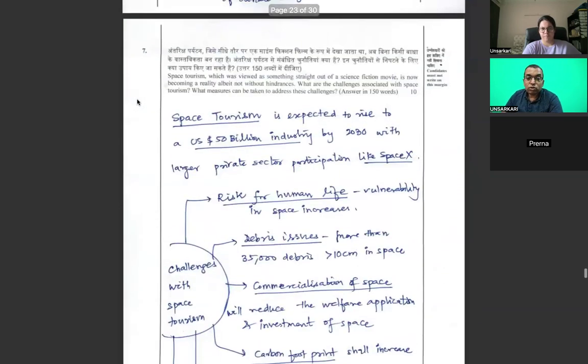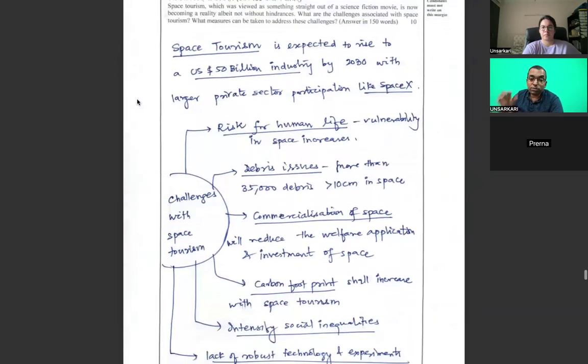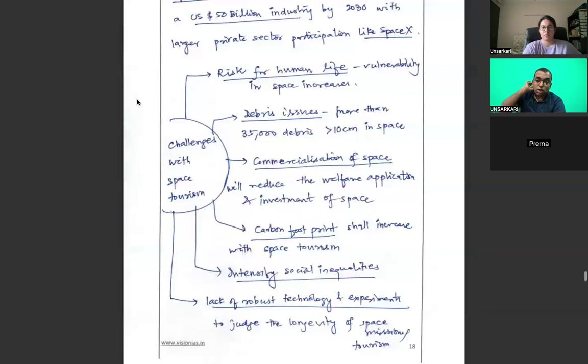Space tourism, a US 50 billion industry, like the way we started, risk for human life, vulnerability in space increases, debris issues, commercialization of space, as I just said, these points are already visible.